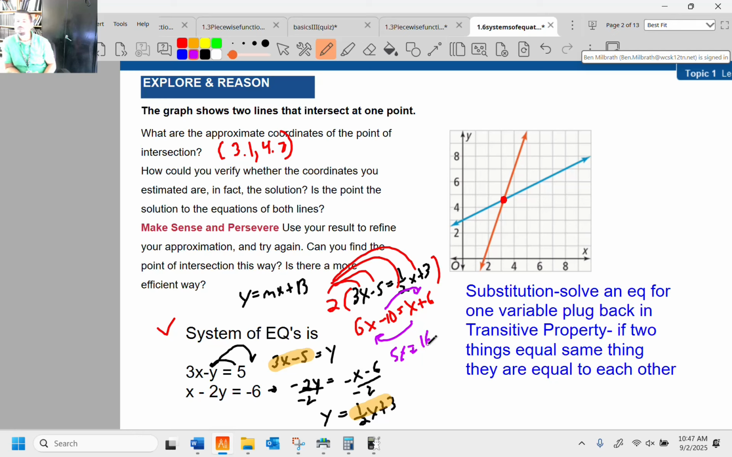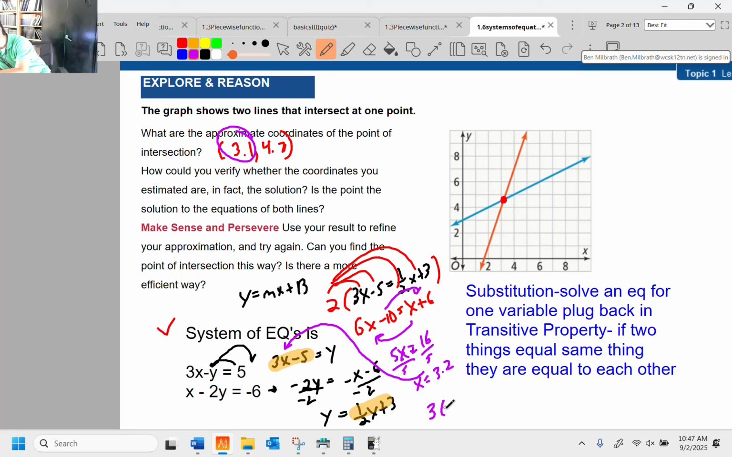Now, way too many of my juniors this year are making small mistakes in adding and subtracting. That's something you need to be fixing. Anyways, we divide by 5, and 16 over 5 is exactly 3.2, pretty close to what I said it might be. Now, if I want y, I can just plug it back in.